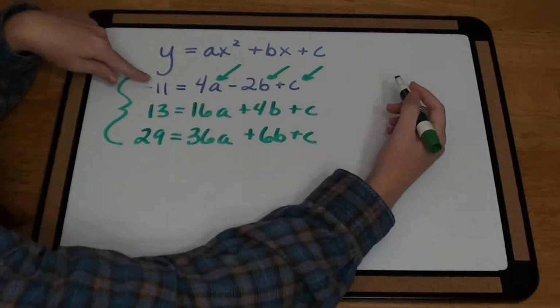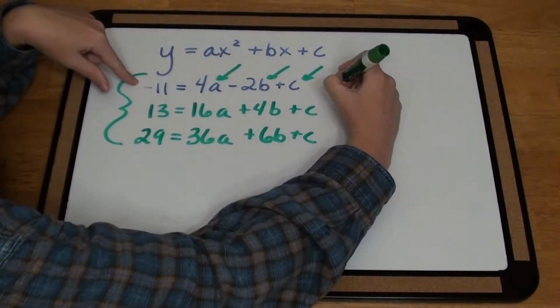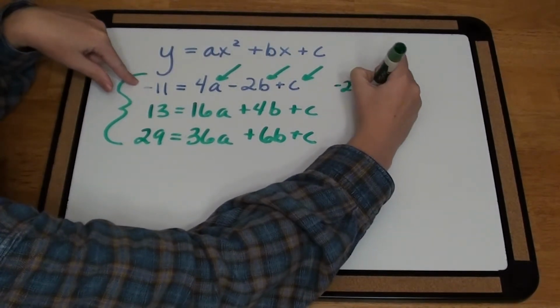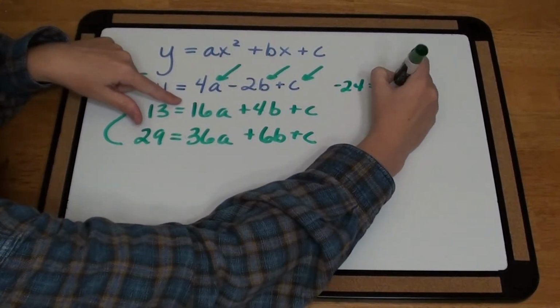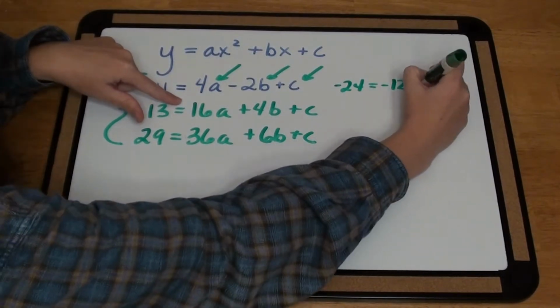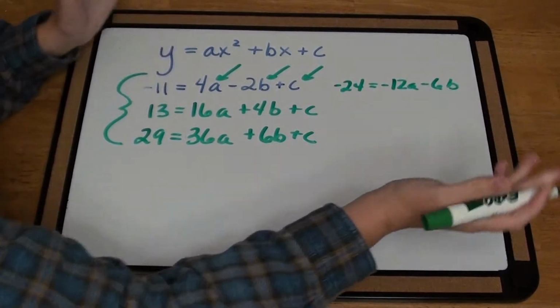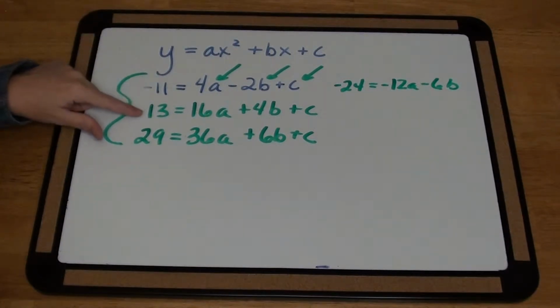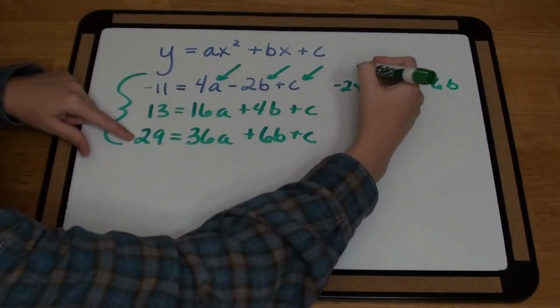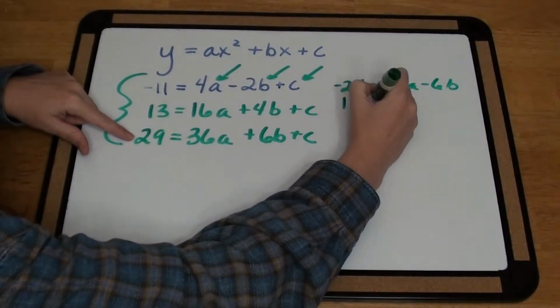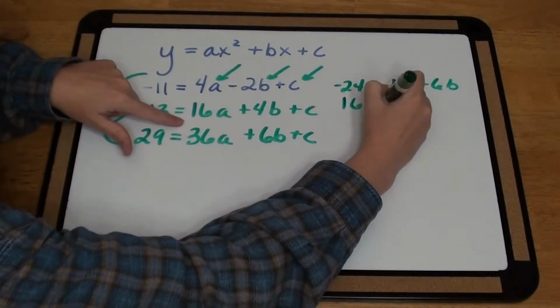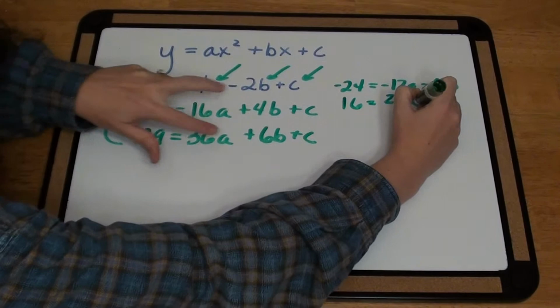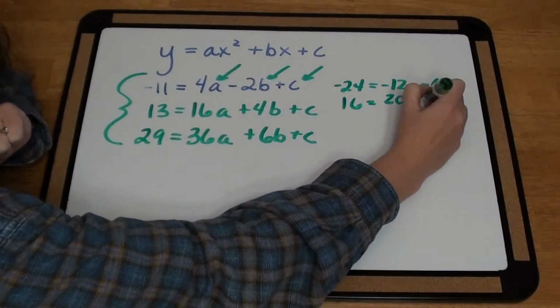So I'm going to subtract 13 from 11, that's negative 24, equals negative 12a minus 6b, and my c's go away. Yay. Then I'll do the same thing here. I'm going to subtract this one from this one. So that would give me 16 equals 20a, and then here 2b plus 2b.